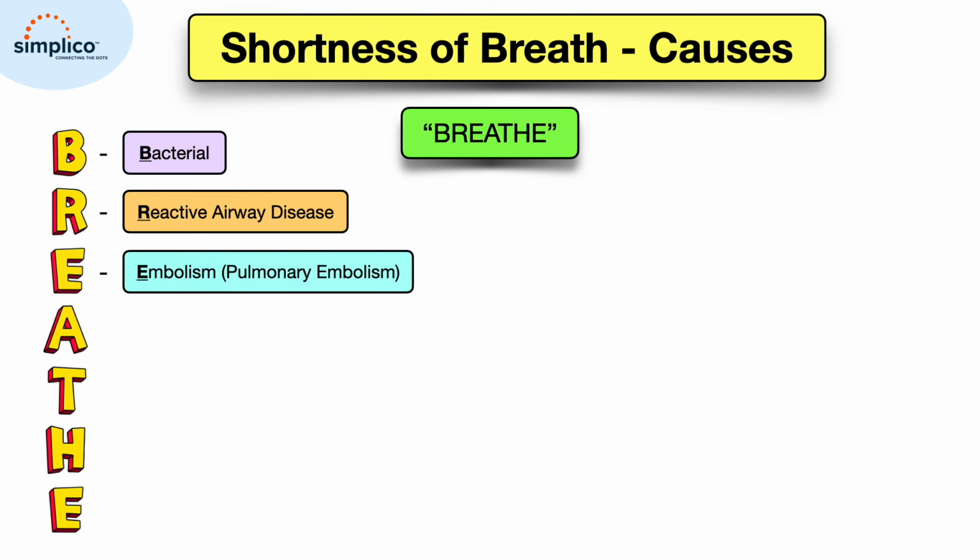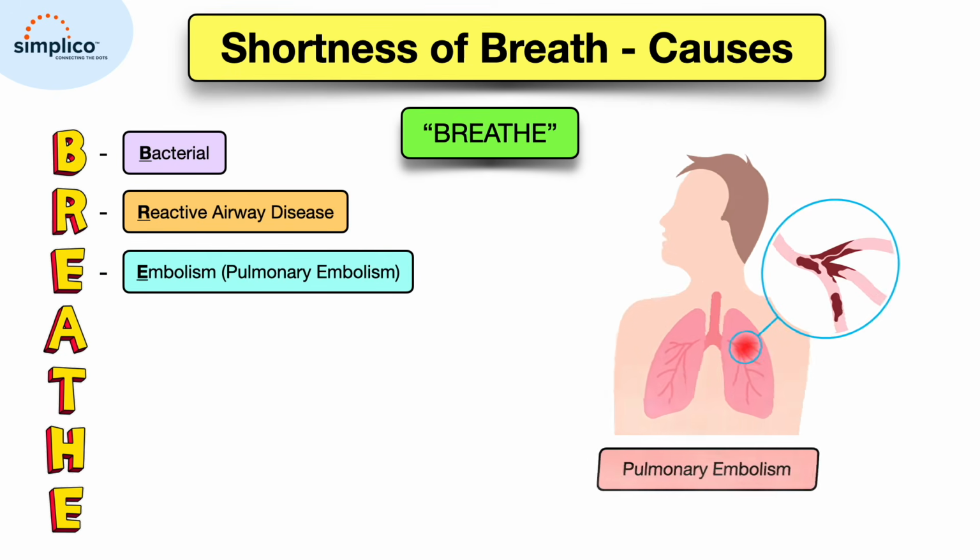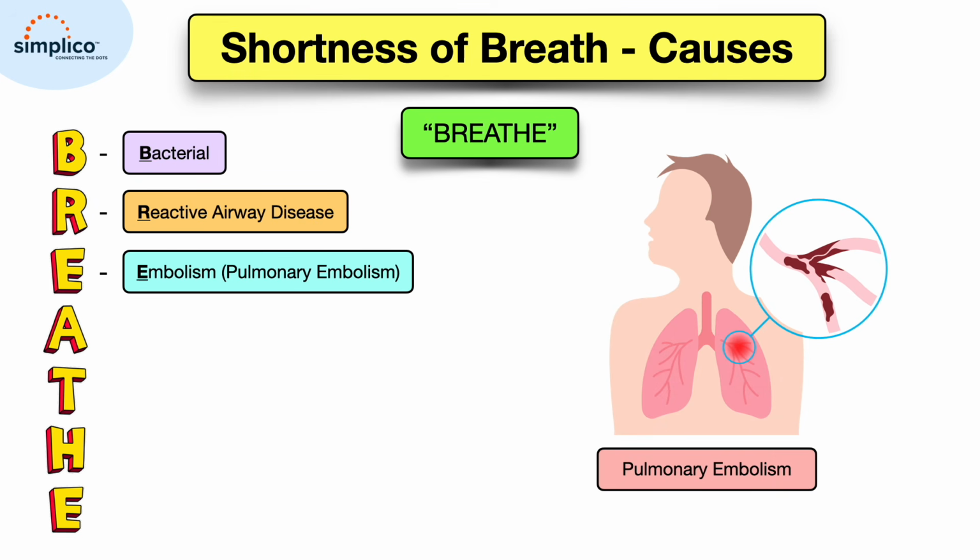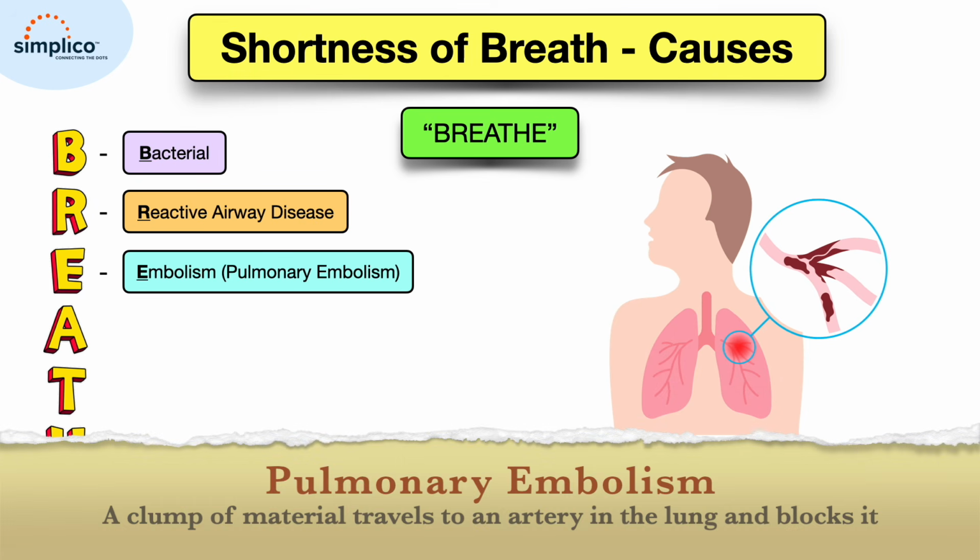Next is the E, and you can use this to help you think of embolism. This will help you remember a pulmonary embolism, which is when a substance like a blood clot travels to an artery in the lung and blocks it.